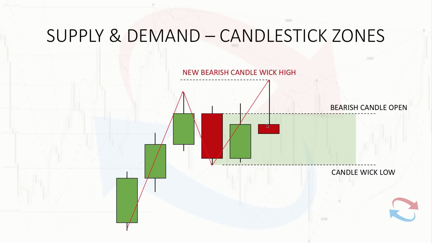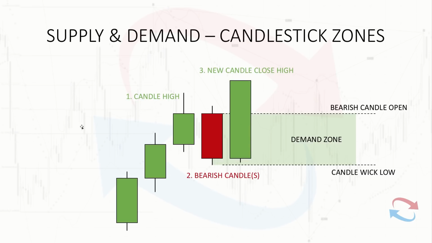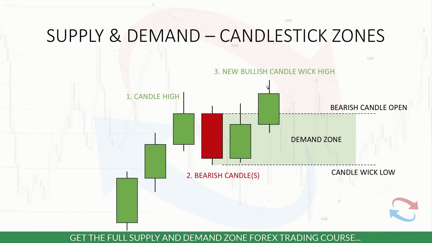So even though it can be drawn, preferably I would prefer not to see a demand zone like this. This is something I will rarely mark on my charts, even though it does count towards being a demand zone. I really want to see something along the lines of something like this or something like this, where we have a bullish candle close or a bullish candle's wick high.